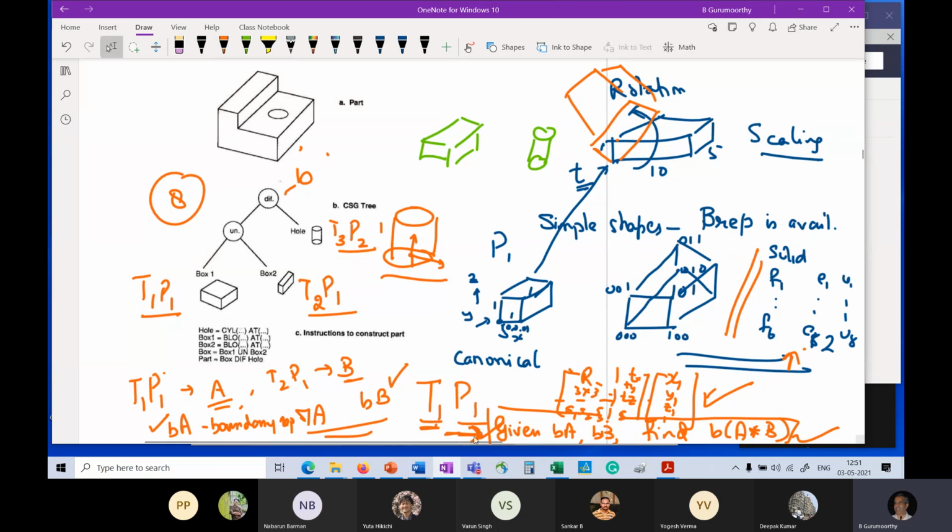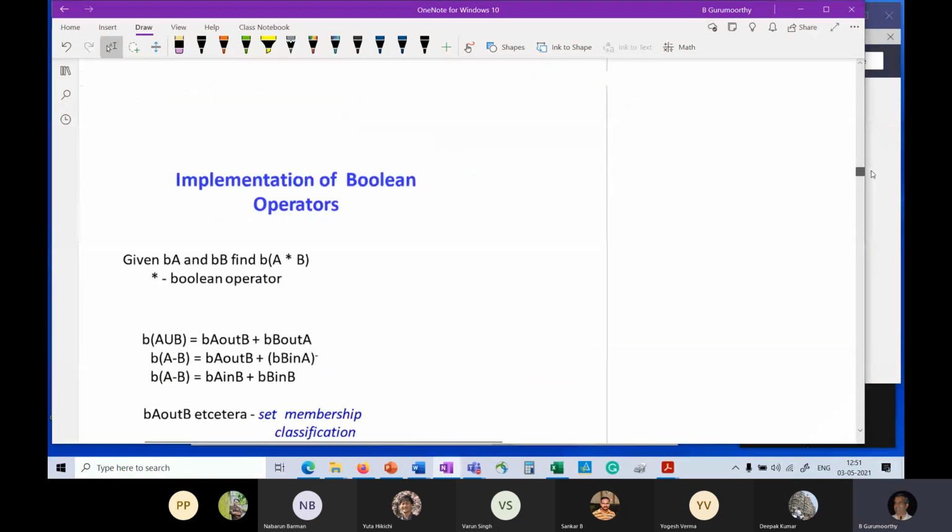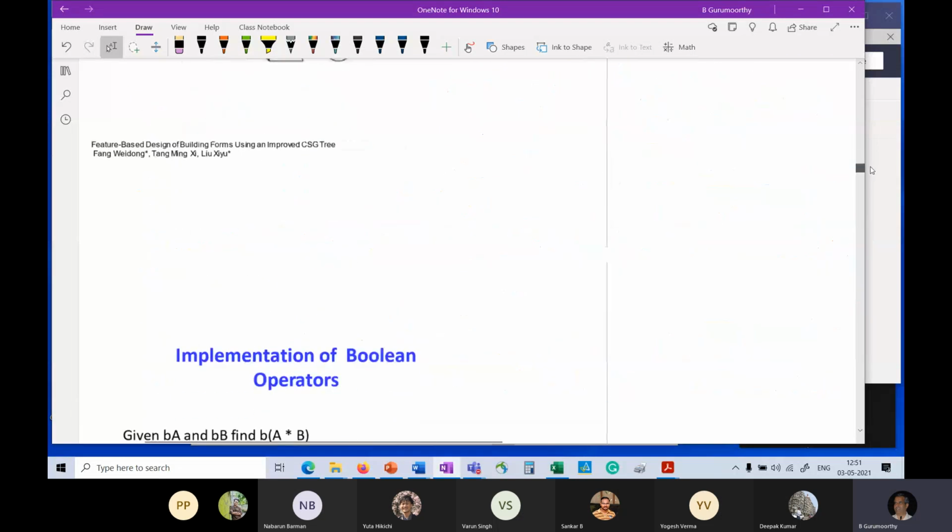Okay, so let's look at this problem now. That's the question I had posed: given boundary of A and boundary of B, find the boundary of A star B, right? Now, I want to draw a very simple case first, and then walk you through the solution, and then make some remarks about the solution.